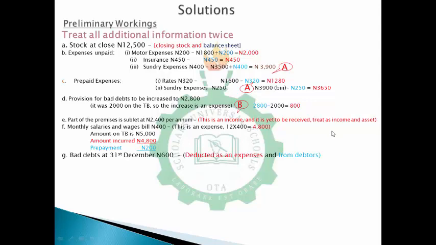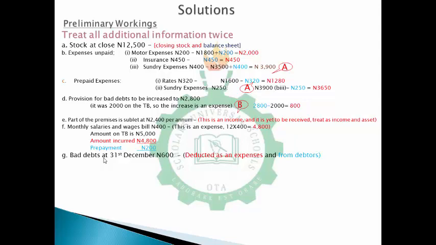All right, I'm moving to the next part, which is bad debt as at 31st December, 600. So bad debt 600, I have to deduct it as an expense, number one. Now, whenever we talk about bad debt, there are two ways to it. If you're given bad debt in your trial balance, the instruction is, please don't deduct it from your debtor, because it must have been deducted from your debtor. Why? Because it's on your trial balance.